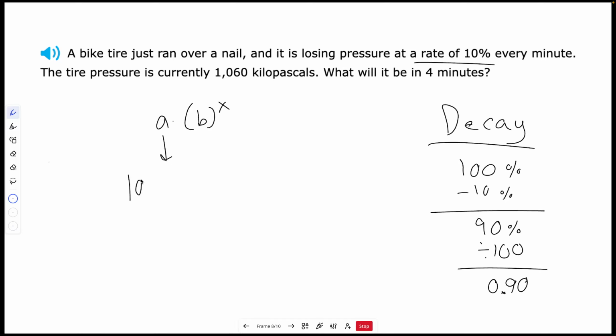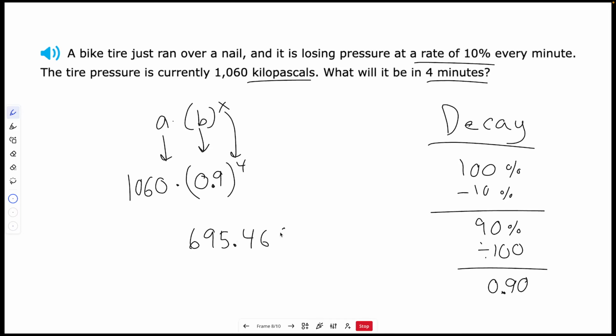Starting amount, 1,060 kilopascals. It's the pressure. Times, what's our decay rate here? This is a decay problem, so that's 0.9 or 0.90. And how many times is it decaying? 4 times again. So if you plug that into the formula, you get 695.466. It does not say to round, so we will just leave it like that. And notice our answer went down. That should make sense.